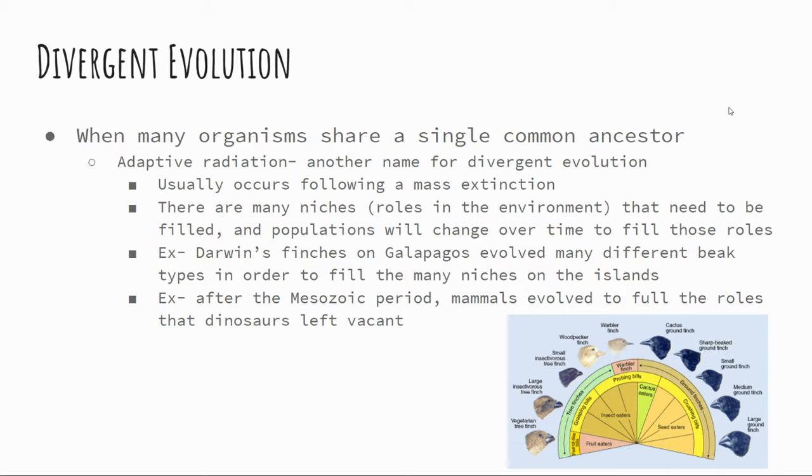There are many roles in an environment that need to be filled by organisms, and populations will change over time to fill those roles. So an example there is Darwin's finches. We go back to those quite often. Another example is after the extinction episode of the dinosaurs, mammals were allowed to then flourish and evolve to fill many of the niches that the dinosaurs left. And mammals have continued in those roles all the way up to the present day.